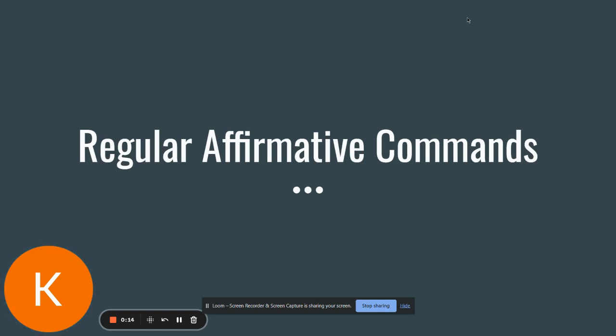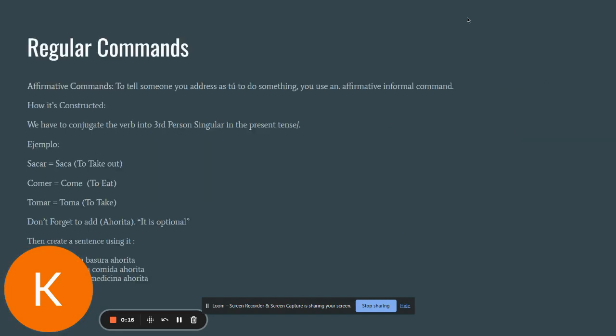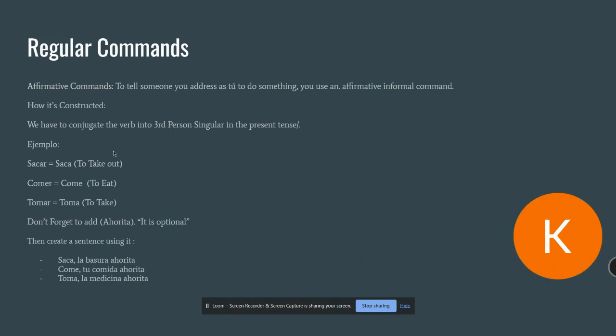So, regular affirmative commands. Affirmative commands mean to tell someone you address to do something. How it's constructed: we have to conjugate the verb into third person singular in the present tense. For example, sacar would be conjugated into saca, which means to take out. Comer would be conjugated into come, which means to eat. Tomar would be conjugated into toma, which means to take.